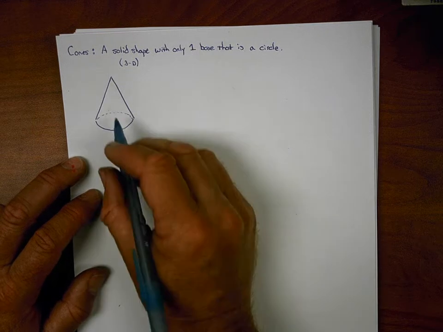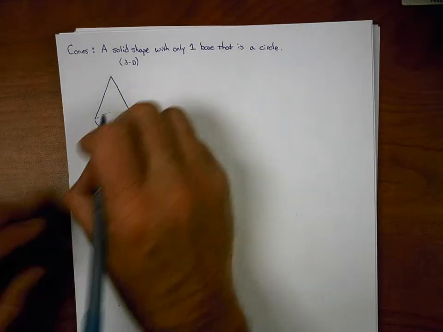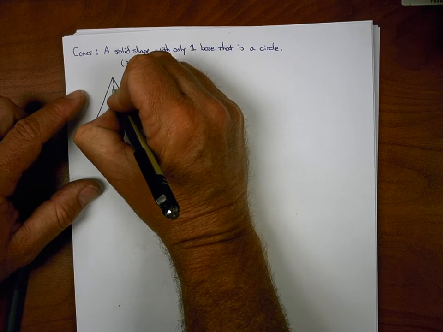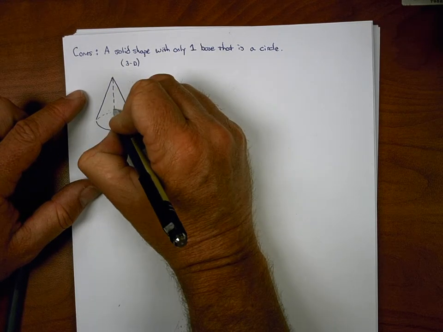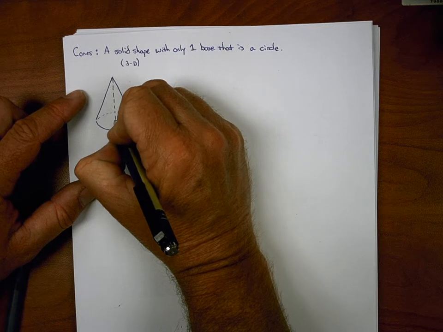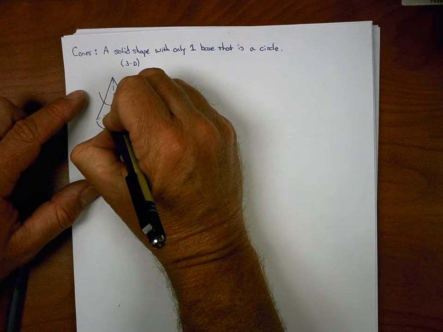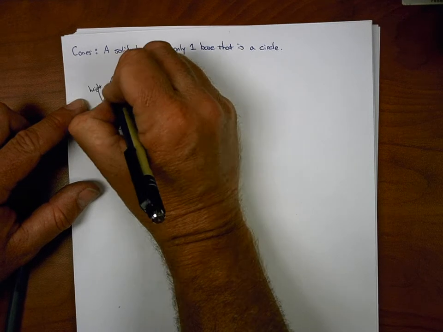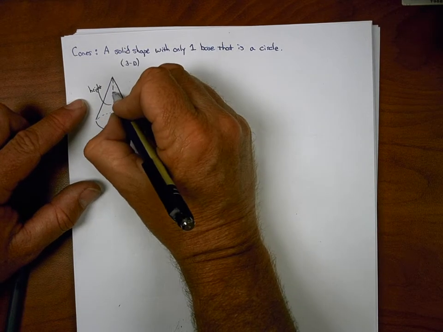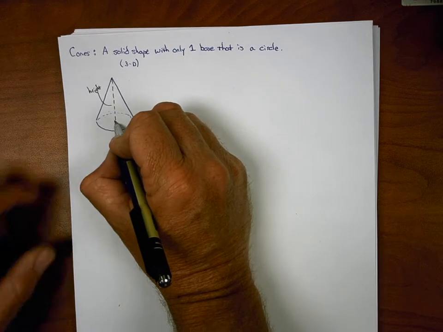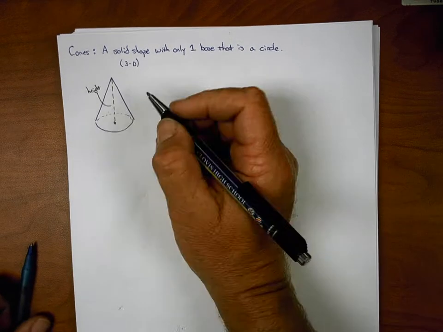There are a couple of pieces that you have to know about a cone. If I started from the very top of the cone and drew a line straight through the inside of the cone right to the middle of the circle, that would be the height. The height of a cone always goes from the top of the cone through the middle of the cone, and right to the center of the base, and the base is a circle there.